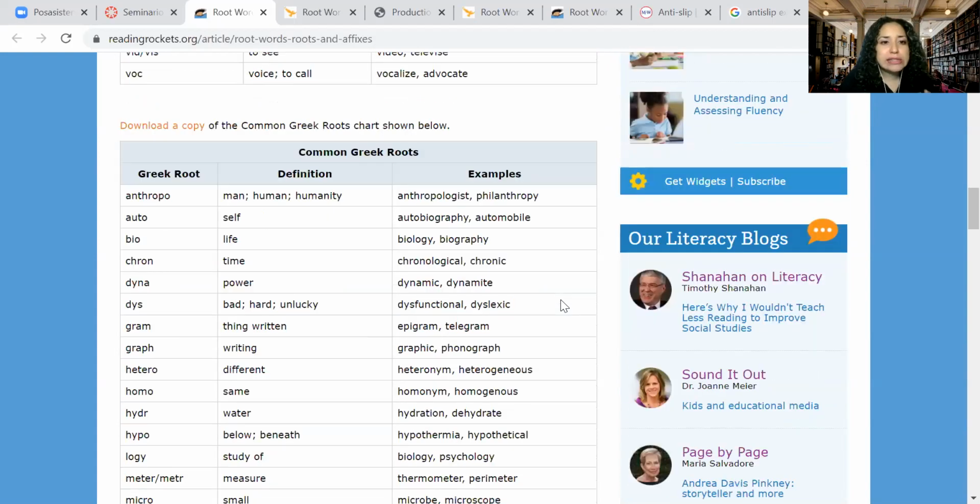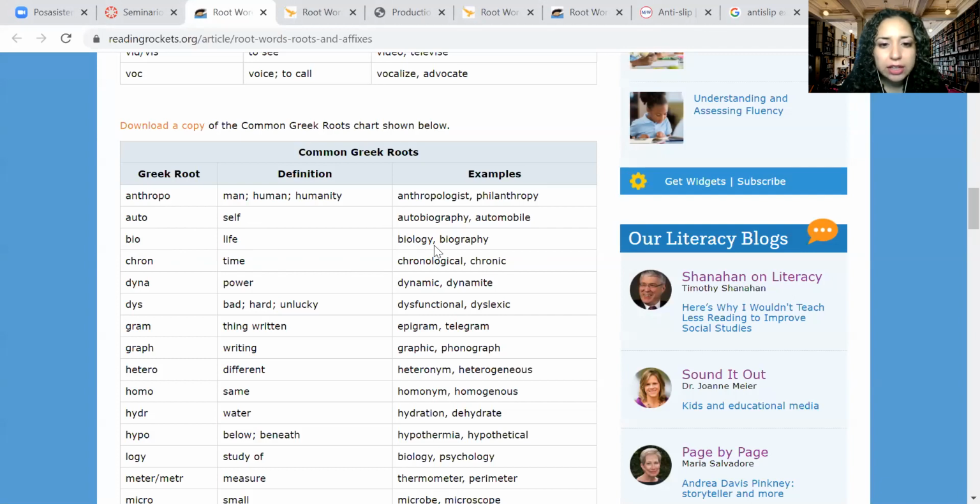So for more examples of roots, not just Latin roots, the Greek roots. We have, for example, this one, auto. We already know what it means. Yes, comfort, comfortable. Yes, Anna, good example. Auto means self, like autobiography, automobile. Bio, you already know that one a lot too. It means life.